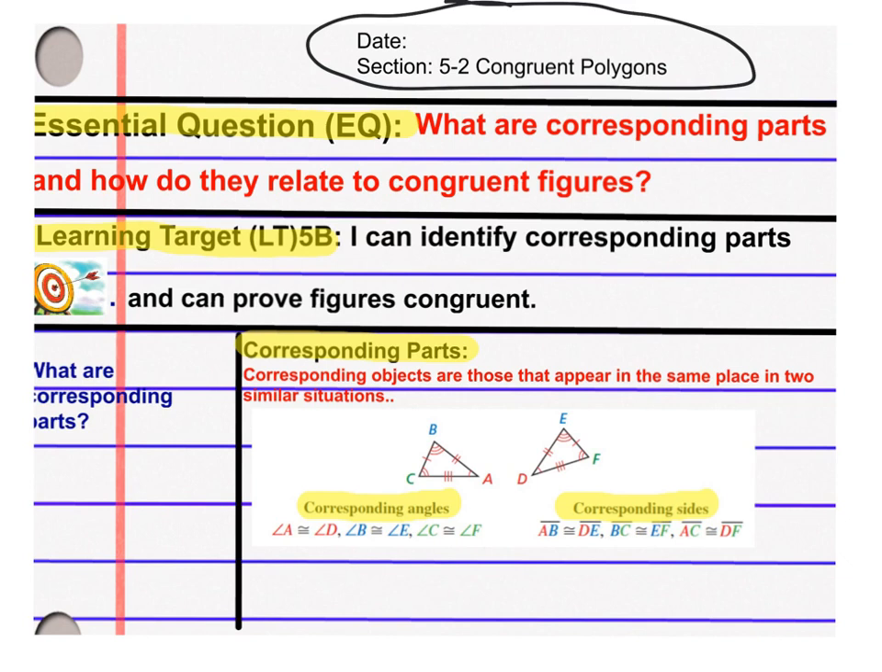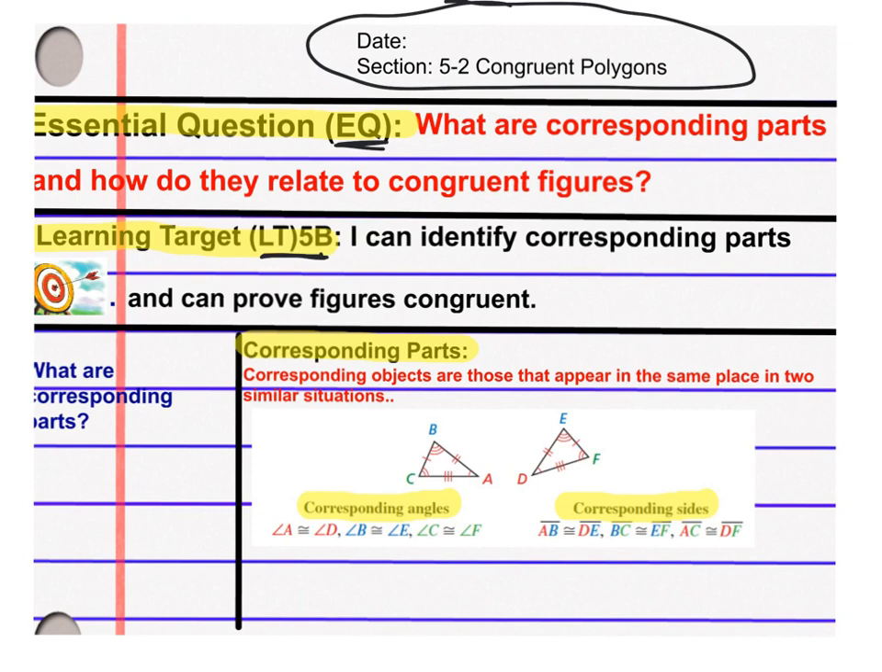Set up your lines. You're going to copy your EQ. What are corresponding parts? And how do they relate to congruent figures? We're on learning target 5B. I can identify corresponding parts and can prove figures congruent.